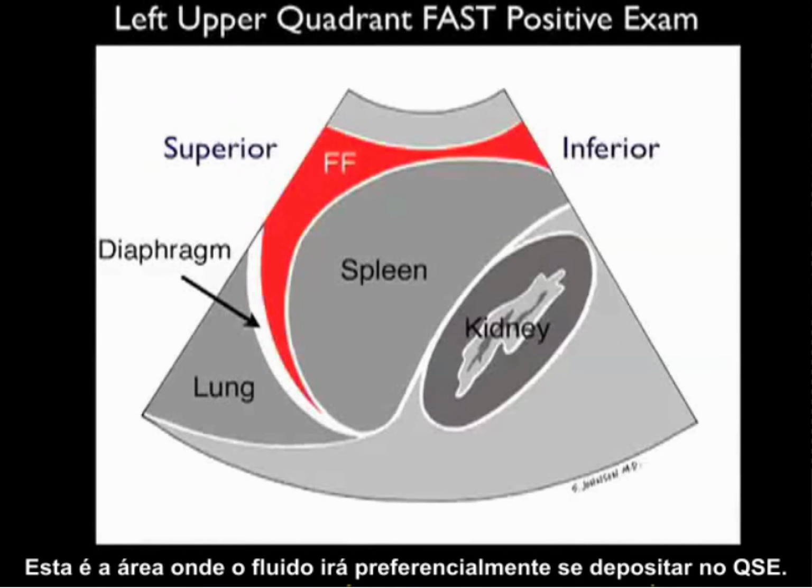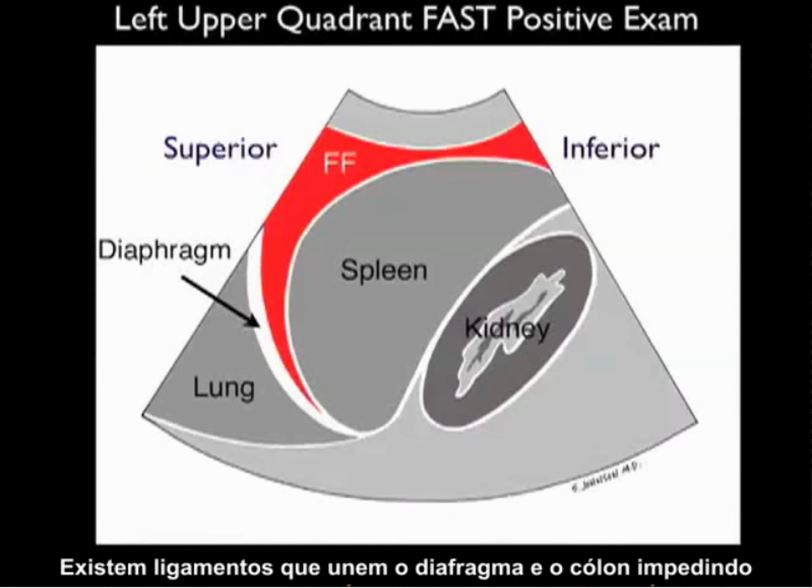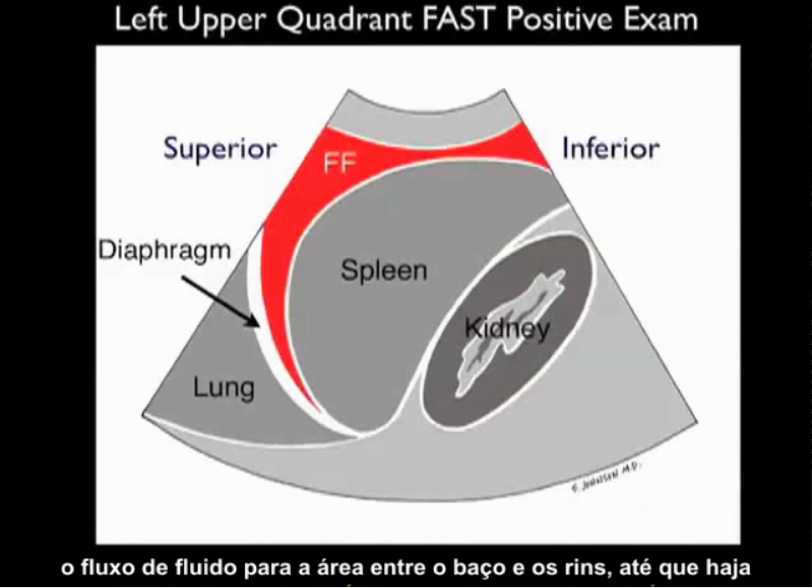And this is the area where fluid will preferentially deposit in the left upper quadrant. There are ligaments that sling from the diaphragm all the way to the colon that prevent the flow of fluid into that area between the spleen and the kidney until the fluid is relatively large within the left upper quadrant.